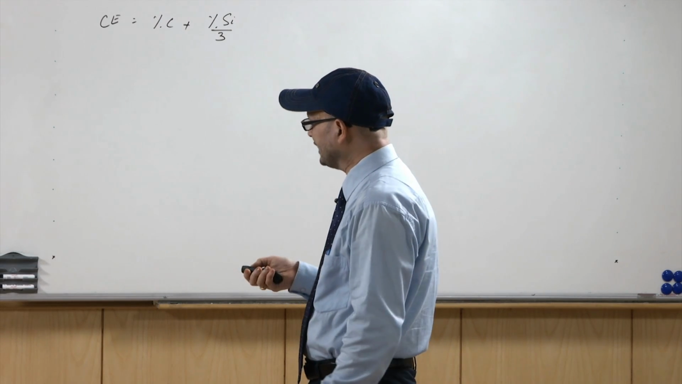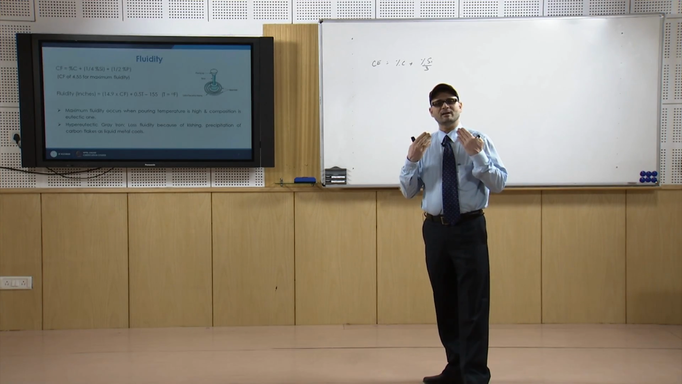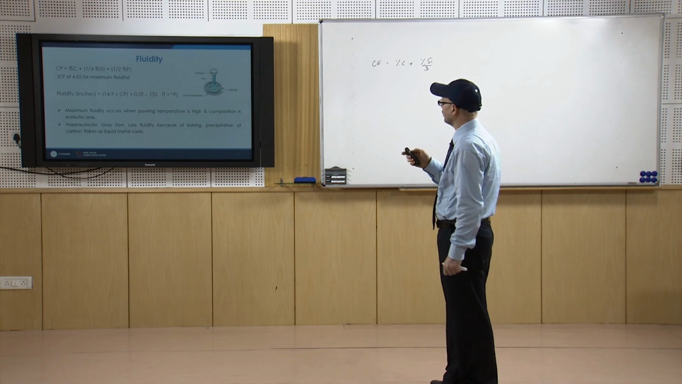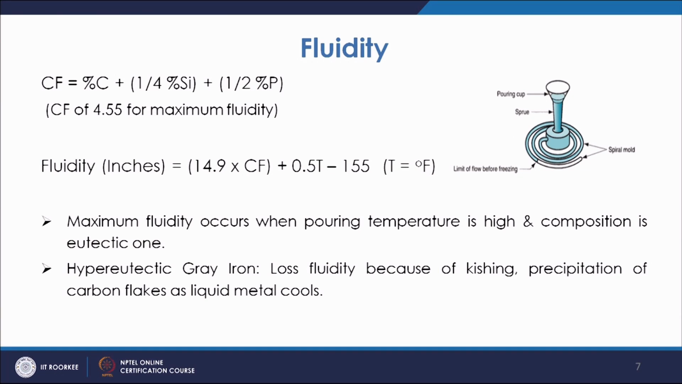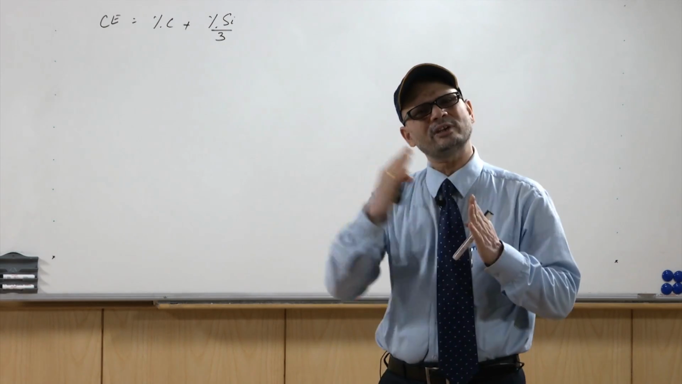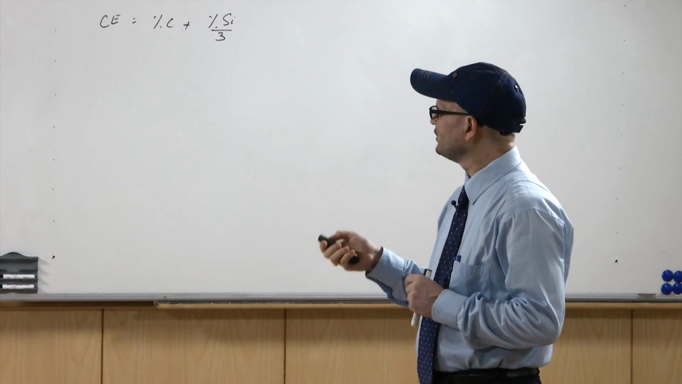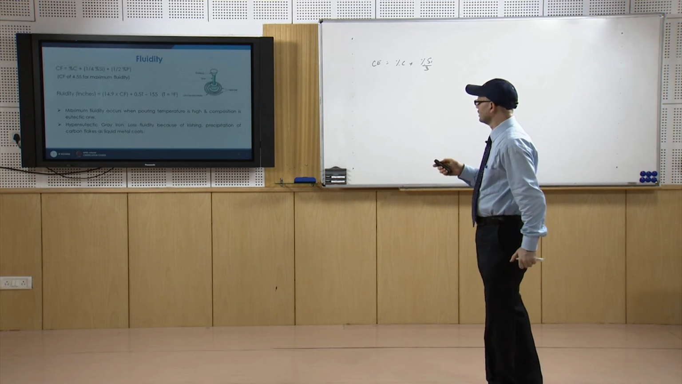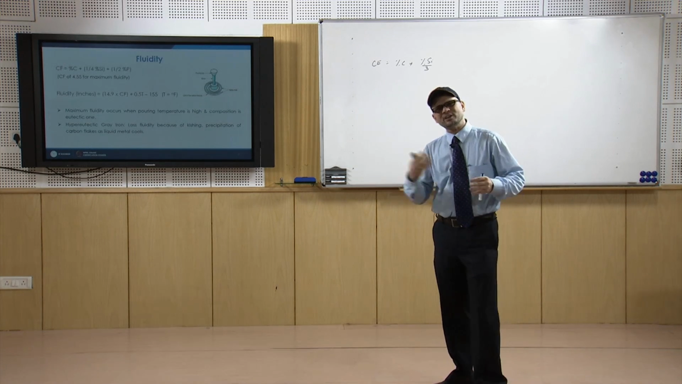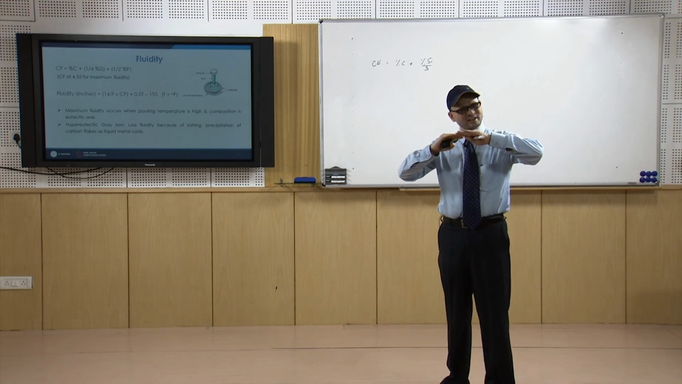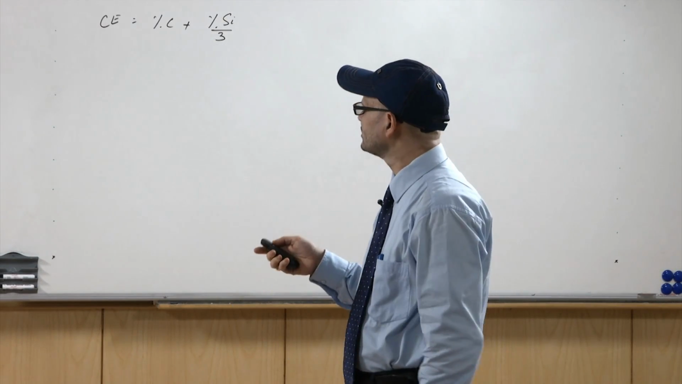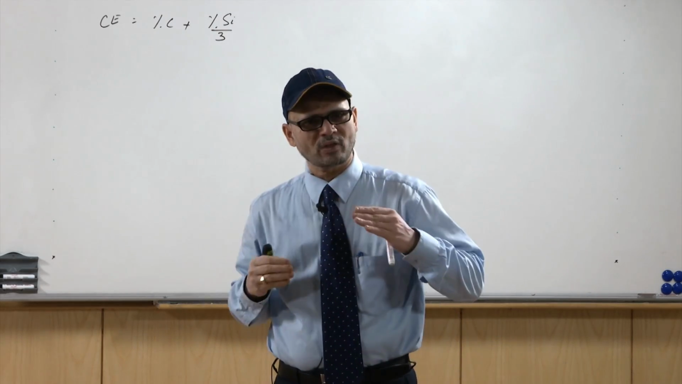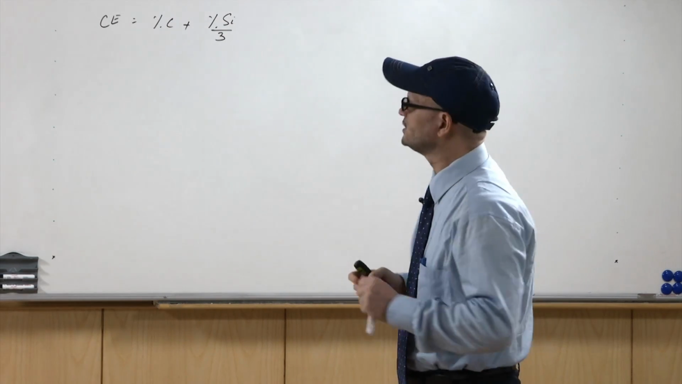From this, you see that if the pouring temperature is higher, the fluidity is going to increase. Similarly, a composition factor of 4.55 is normally known to give the maximum fluidity. When it goes even higher, in hypereutectic cast irons, as we will see later, because of the kish phenomenon there will be formation of graphite initially. These carbon flakes, the graphite, will precipitate out first, and being lighter, will float. That is known as kish graphite; it goes to the surface and reduces the fluidity. So fluidity is normally maximum in the range of the eutectic composition.